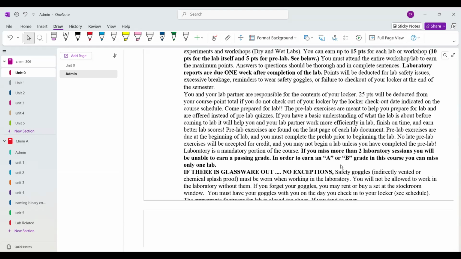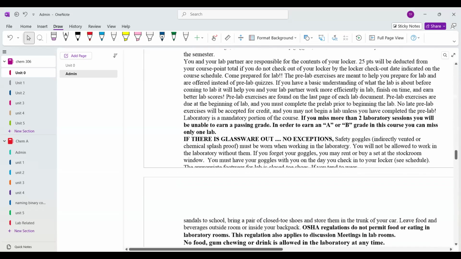So I like to give the option of doing dry labs at home. That's why. Just trying to accommodate my students as best I can.